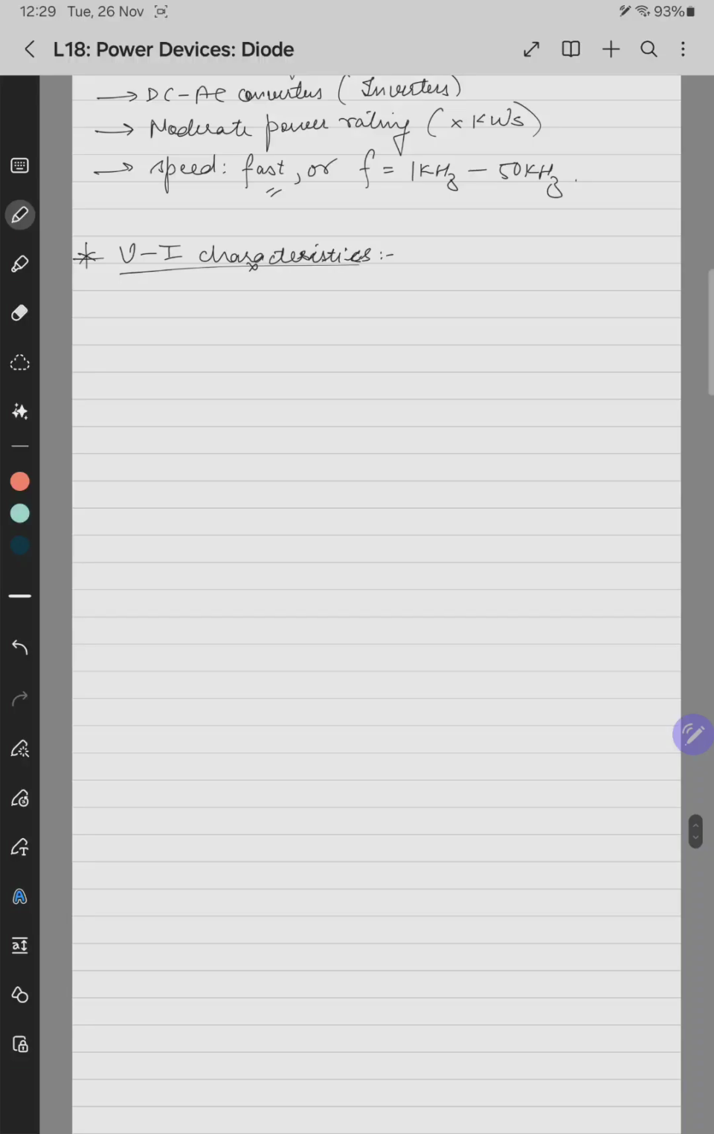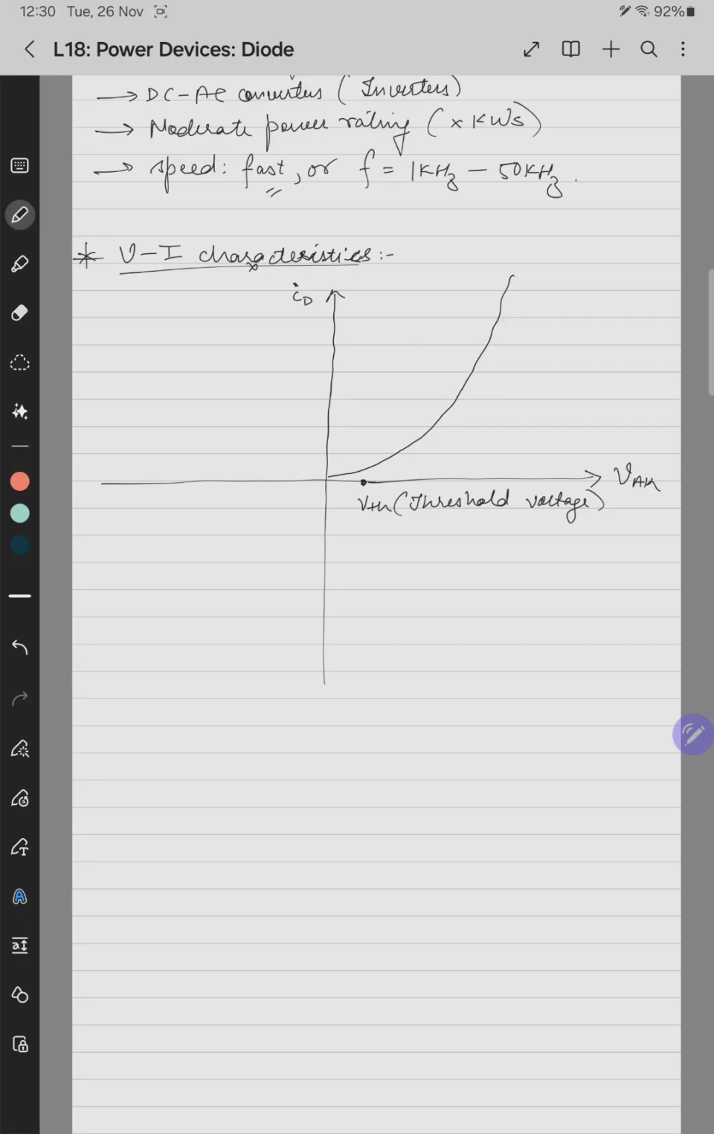The VI characteristics of a power diode are very similar to that of a signal diode. First we'll draw on the y-axis the current ID, capital ID or small ID, whatever you want to denote. I am writing small ID. This is the VAK, V anode to cathode. As you know, the diode will start conducting when VAK is greater than some threshold voltage. Let's say this is some VTH, that is threshold. Beyond this voltage, the diode starts conducting and the current starts rising gradually. So here you can see the current will rise like this. This is the VTH, threshold voltage.